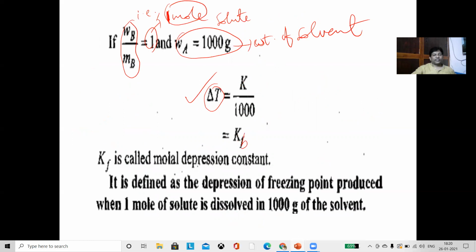KB is called the molal elevation constant. Molal elevation constant. Up to this, you keep in mind.